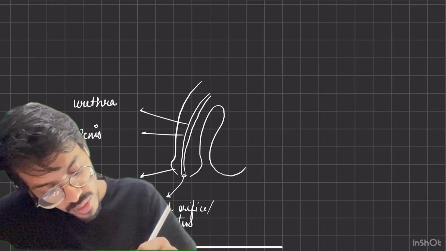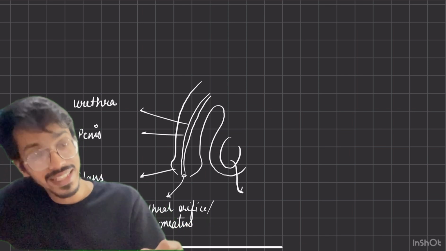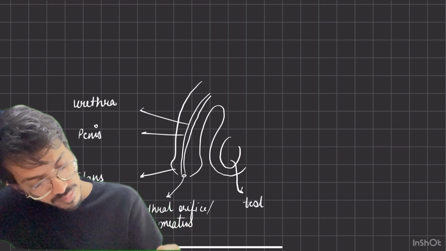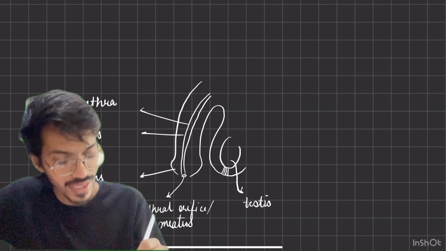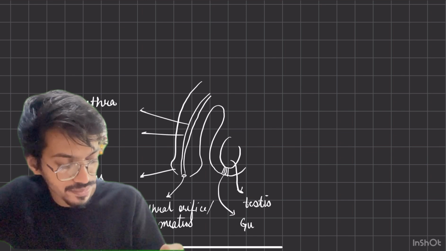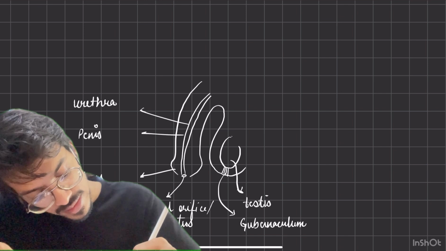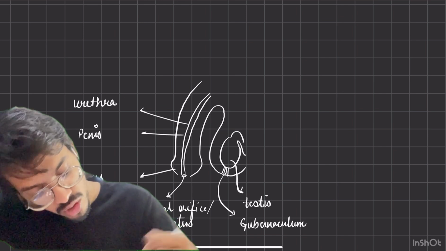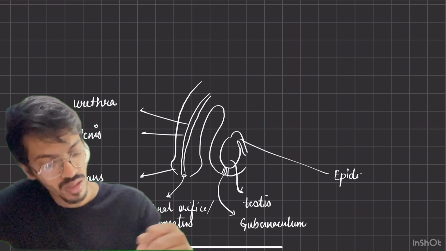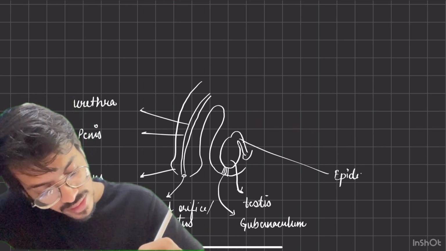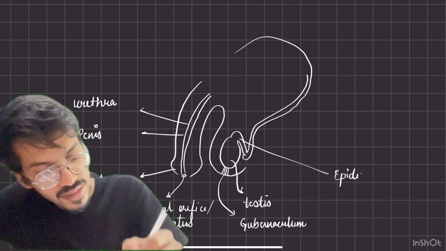Now over here inside it there is a presence of testes, which are attached to the wall of the scrotum with the help of the gubernaculum. These testes release their secretion inside a coiled structure called the epididymis. Now this epididymis finally forms a structure called the vas deferens.